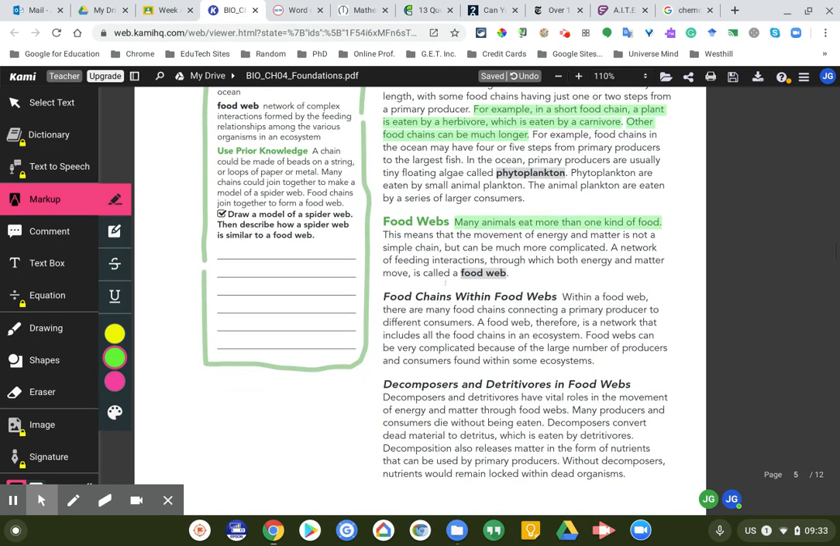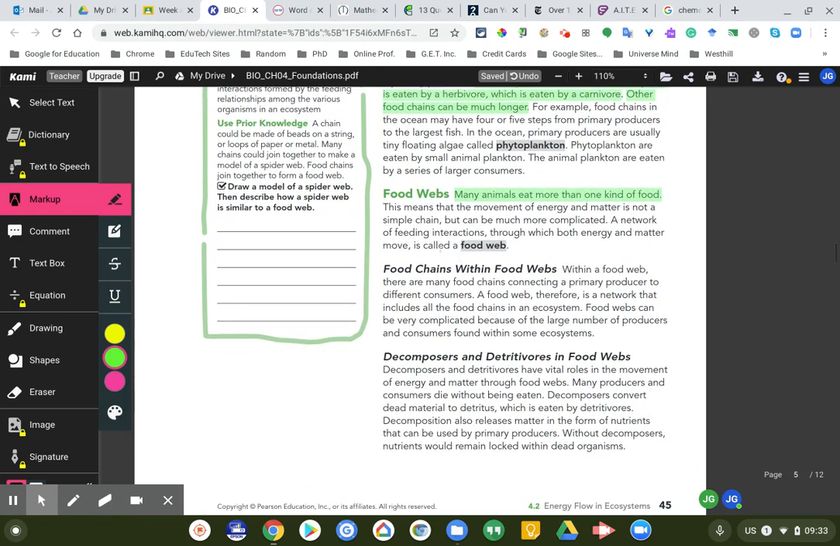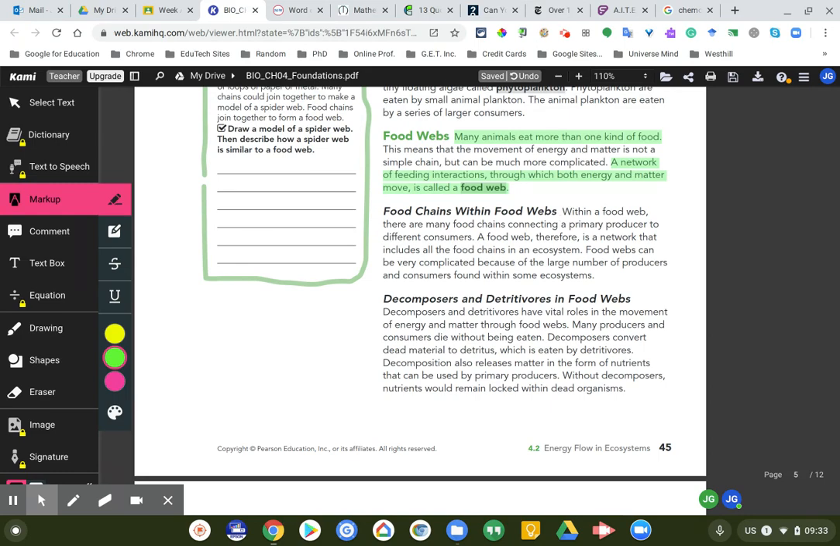This means that the movement of energy and matter is not a simple chain, but can be much more complicated. A network of feeding interactions through which both energy and matter move is called a food web. So a food web is more of a network, okay? And that's why it's good to think of it as a web. More complicated, food chains within food webs. Within a food web, there are many food chains connecting a primary producer to different consumers. A food web is, therefore, a network that includes all the food chains in an ecosystem. I like that. Food webs can be very complicated because of the large number of producers and consumers found within some ecosystems.